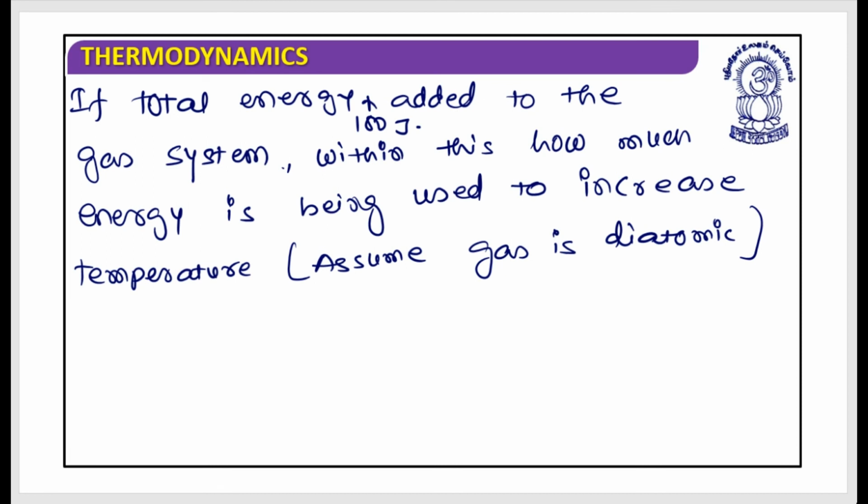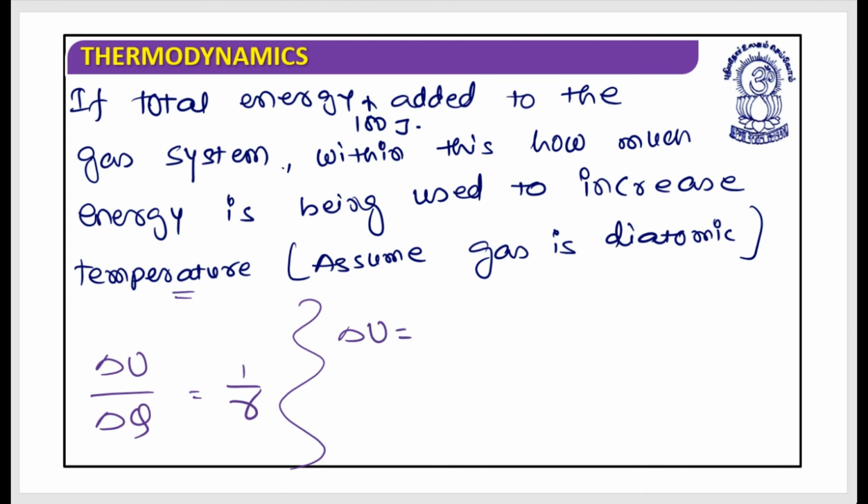So they said that a total energy of 100 joule is added to the gas system, and within this, how much energy is being used to increase the temperature? To increase the temperature, I need delta U by delta Q, and that is equal to 1 by gamma. I hope this is clear. So from this, delta U is equal to delta Q divided by gamma. Now the gas is diatomic, yes, so gamma is 7 by 5, multiplied by delta Q, which is 100.